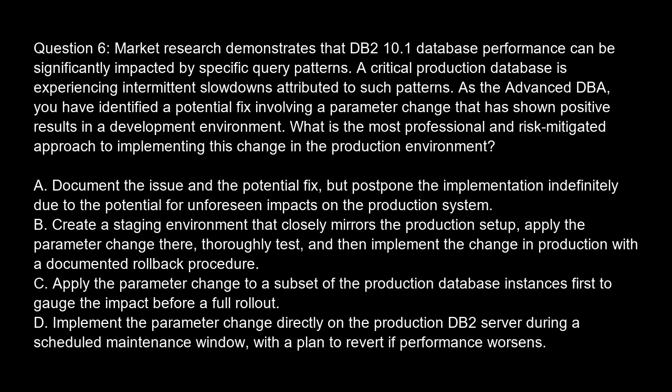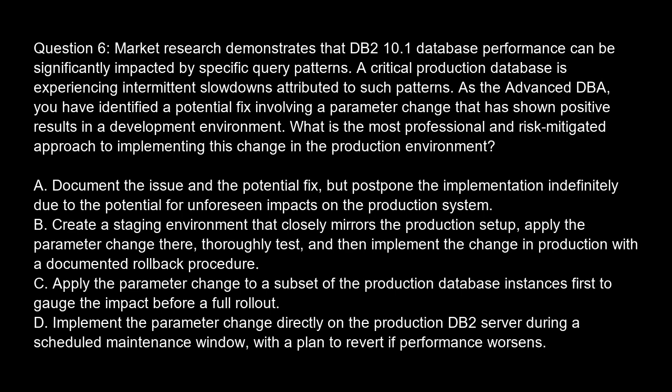Market research demonstrates that DB2 database performance can be significantly impacted by specific query patterns. A critical production database is experiencing intermittent slowdowns attributed to such patterns. As the advanced DBA, you have identified a potential fix involving a parameter change that has shown positive results in a development environment. What is the most professional and risk-mitigated approach to implementing this change in the production environment?